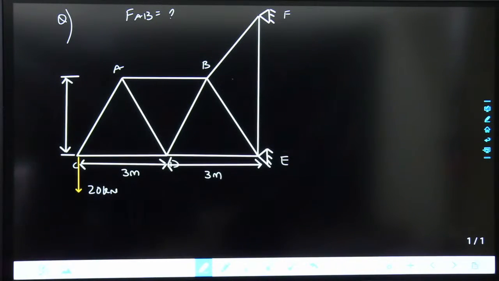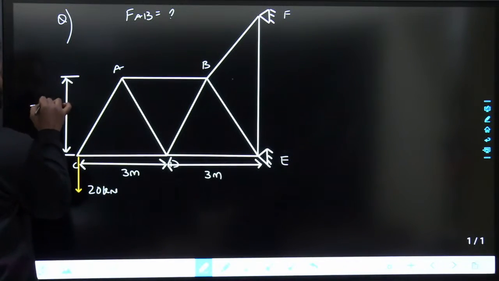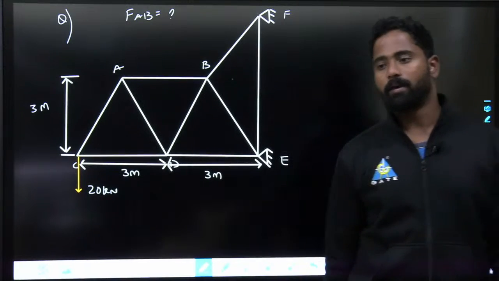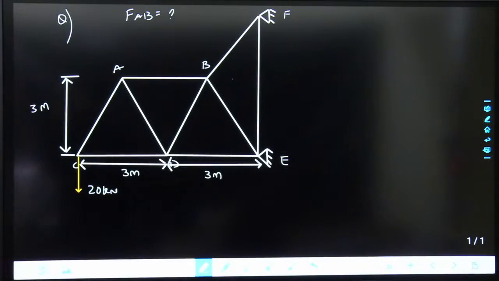This height is also 3 meters, sorry. Find out the force in member AB. What is the force in the member AB?